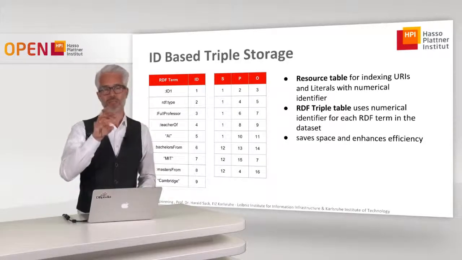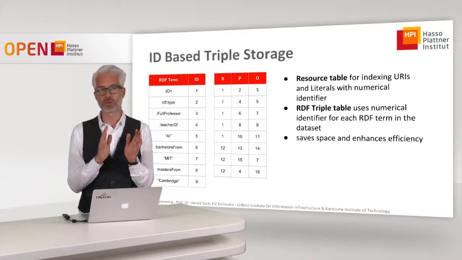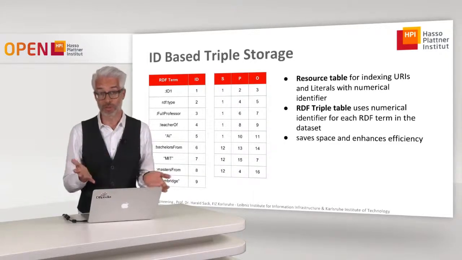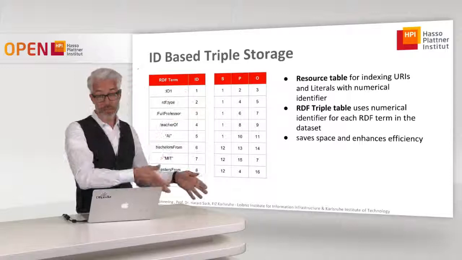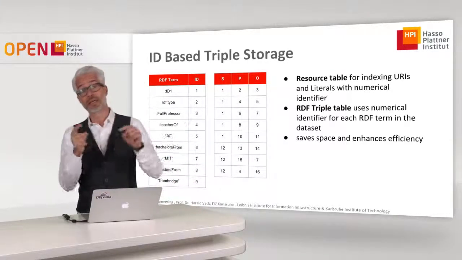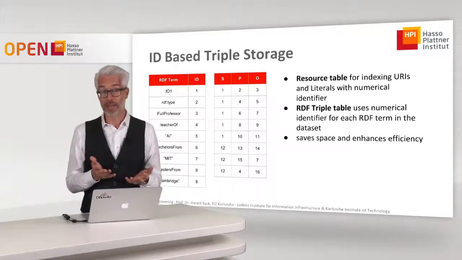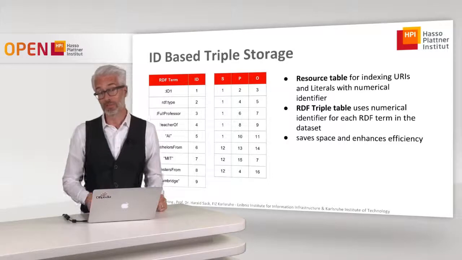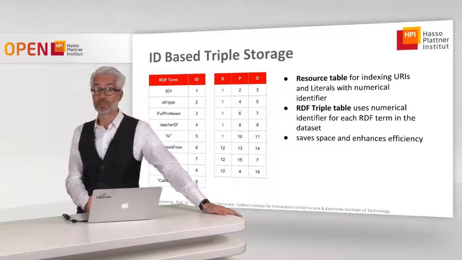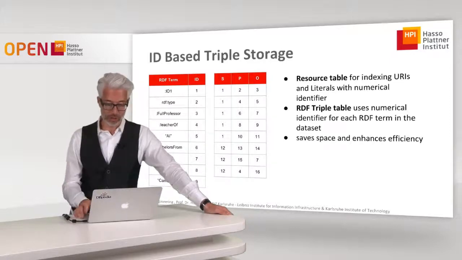And then, of course, if this is numerical, the RDF triple table becomes much smaller than before, because you only have the index entry once for every resource, and then you are using the short numerical identifier in your RDF table. And this, of course, is a much improvement according to space efficiency, or storage efficiency.